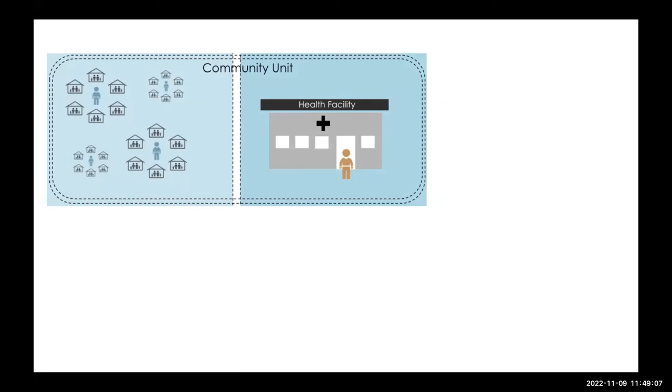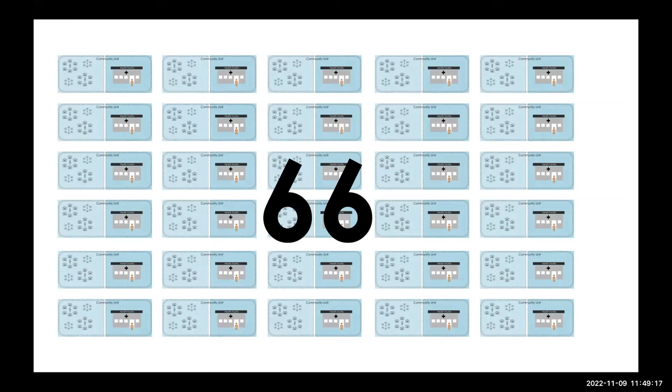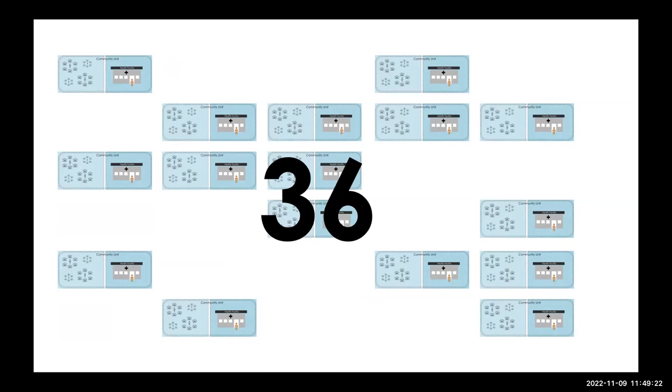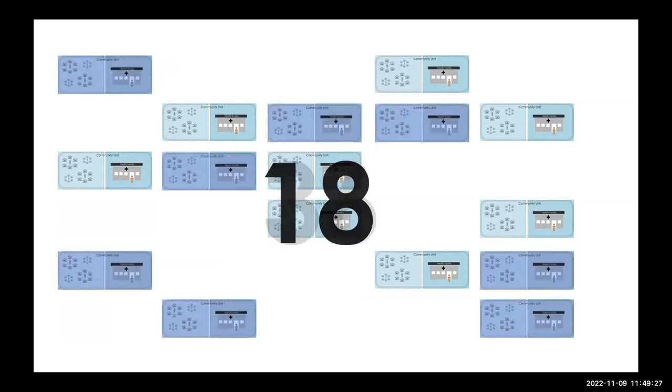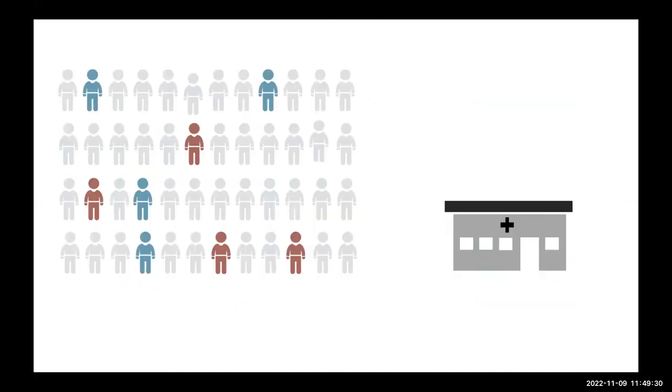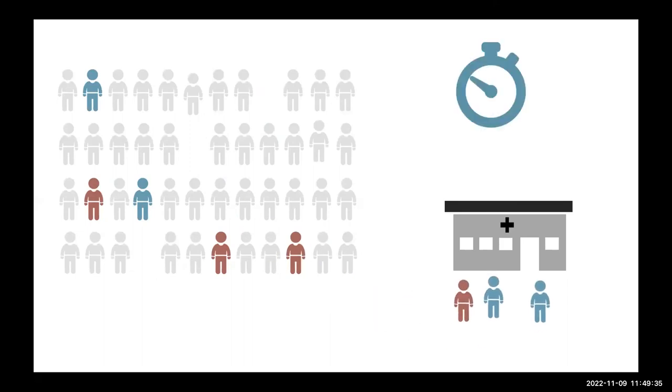Our unit of intervention was a community unit, which is defined as a health facility together with its catchment population. So in Trans Nzoia, we had about 66 community units, and for that, we randomly selected 36. And out of those 36, 18 were randomized to the PEEK arm, and 18 were used as the control. Our outcome measure then was, of course, the appropriateness of the referral and the time that they took to reach the primary facility.